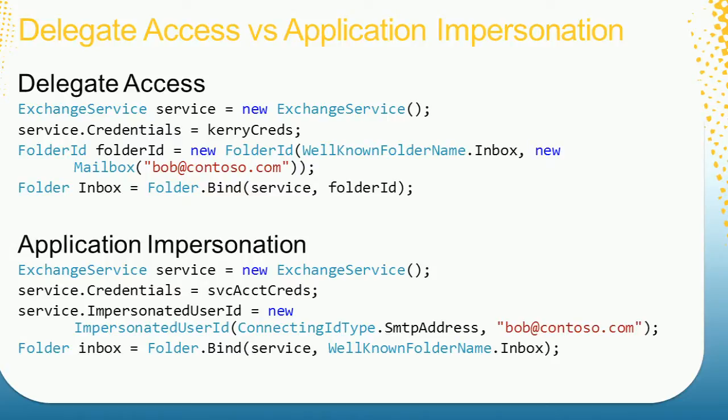Application impersonation is nearly identical, except we're using the impersonating user ID. And that's basically saying all of the operations that happen on this request, I want it to act as though it were Bob at Contoso.com. So in this case, we don't need to qualify the inbox because we've already said everything in the context of this request will be as Bob at Contoso.com.